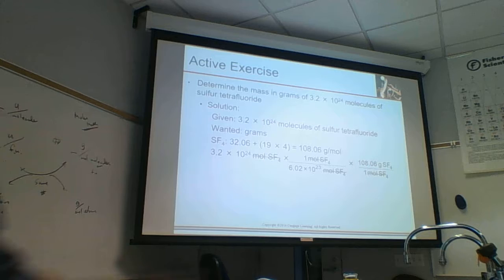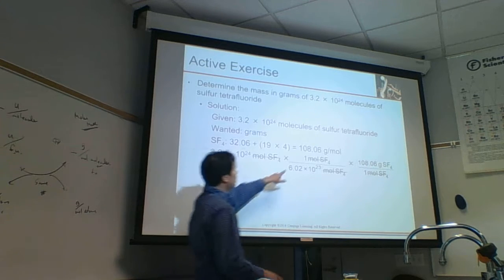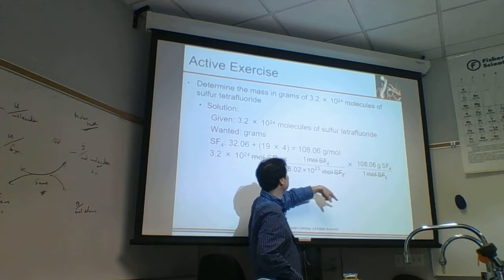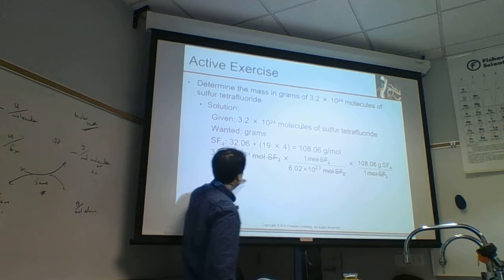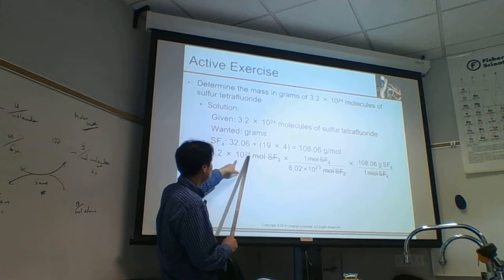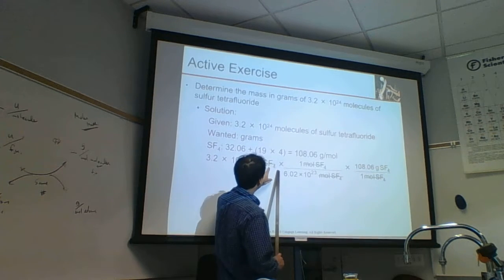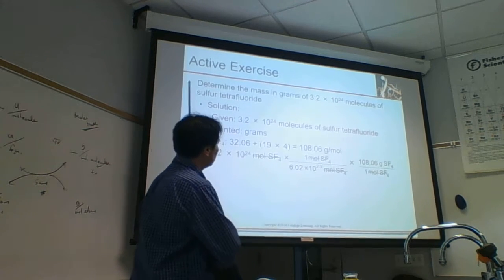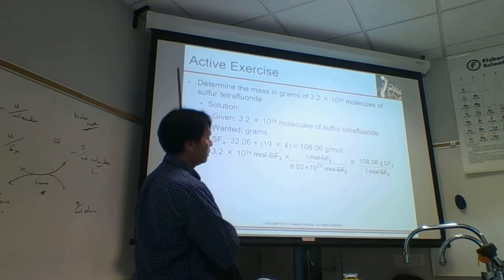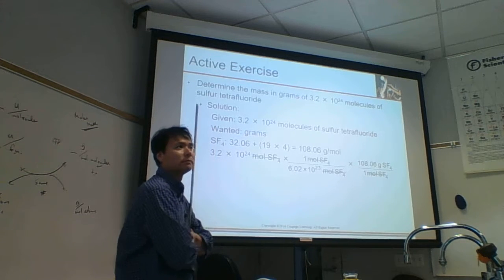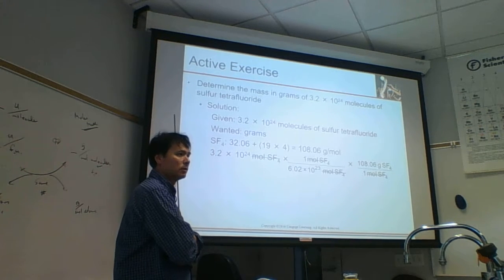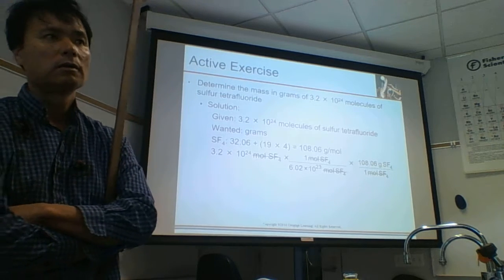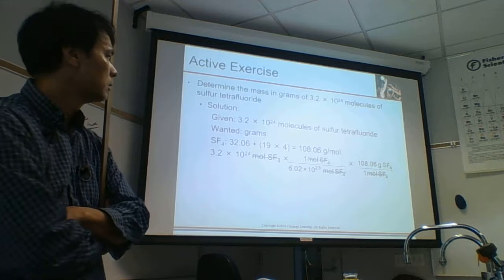But nonetheless, we're going to get this. If we have that many molecules, then we read this. This is 108.06 grams per mole of molecules. And so we go 3.2 times 10 to the 24 moles of SF4. This is wrong too. What did they do? They screwed this up. Do you see how they screwed this up? What did they do here? Yeah, moles. Oh, they cancel out moles and then.